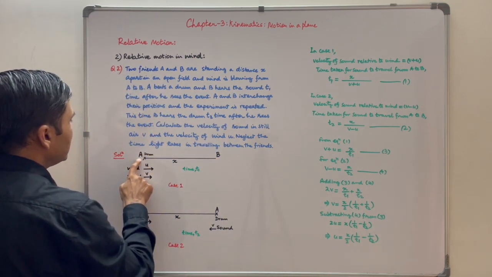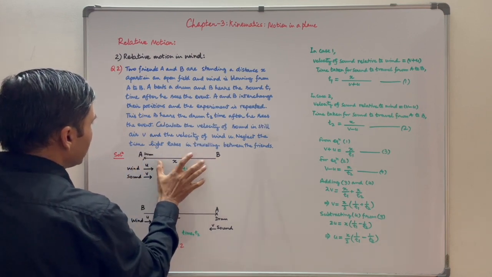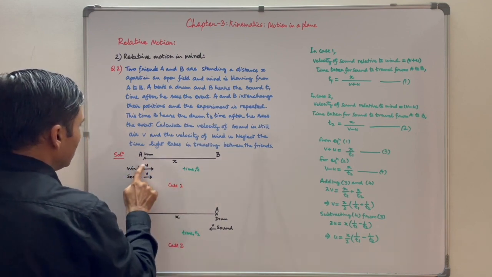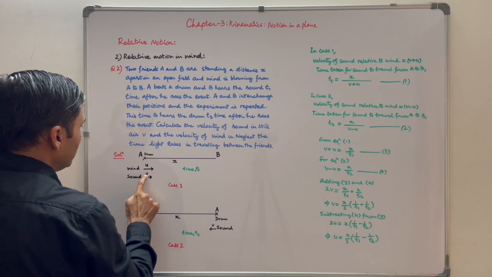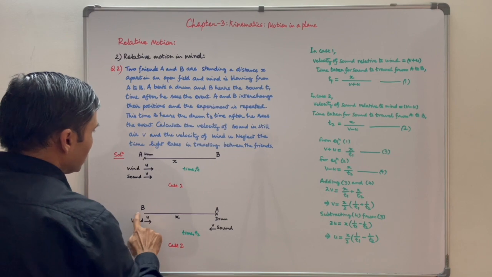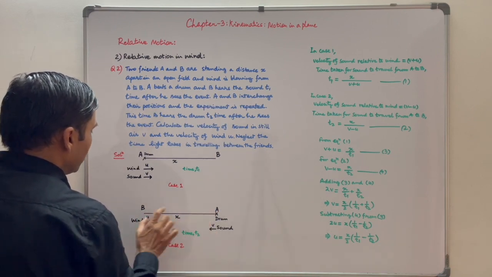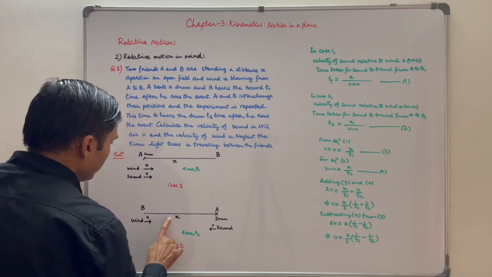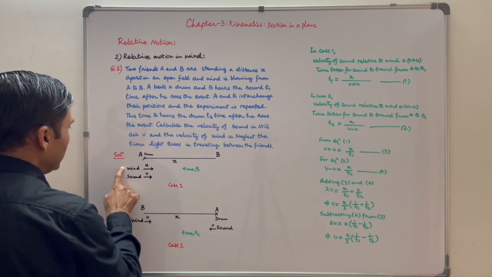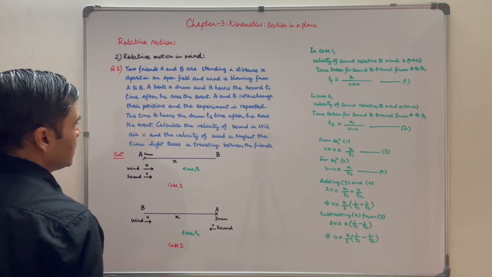Suppose A is sitting here with drum and B is here. Distance between them is given as x. Wind is blowing from A to B with speed U and sound travels with speed V. Now in case 2, they interchange their positions. A comes here with drum and B is here. Distance between them is same. Wind direction is also same. Direction of sound changes. So in case 1, wind and sound direction is same. In case 2, they are in opposite directions.